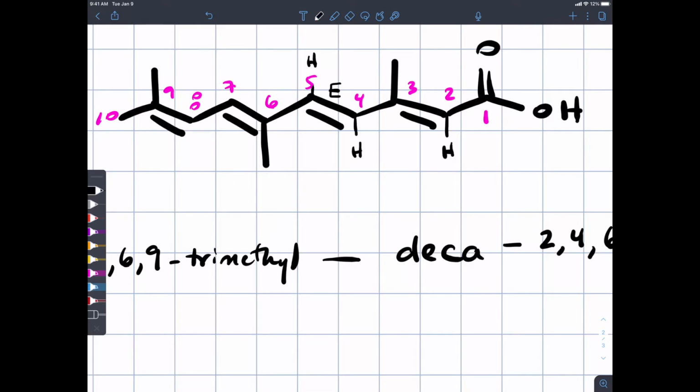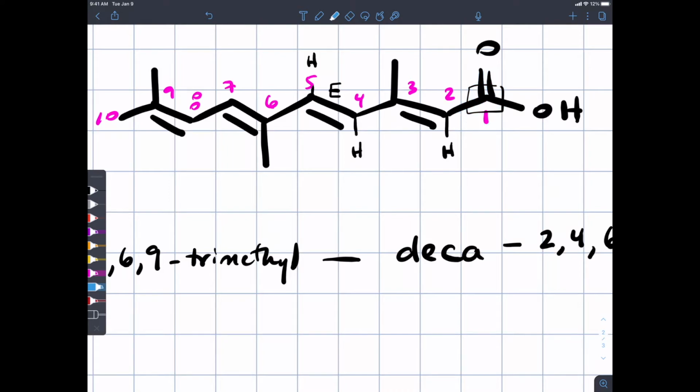Okay, anybody want to take a shot? Go ahead. Is it E? Okay, I think so. Which group on carbon 2 is the priority one? Yep, the carbonyl carbon there is our priority group.